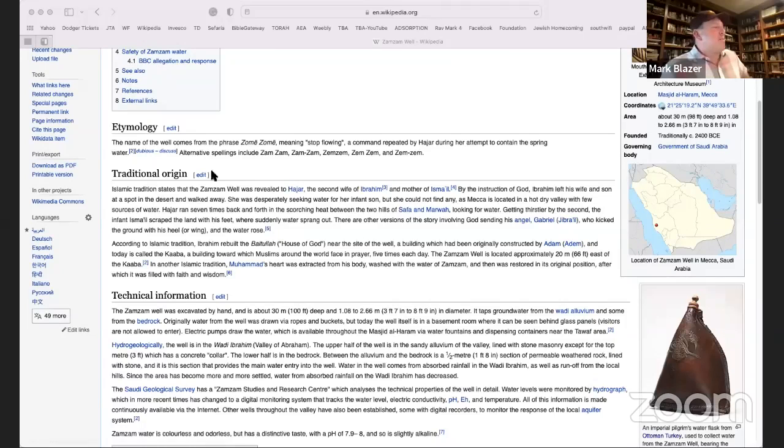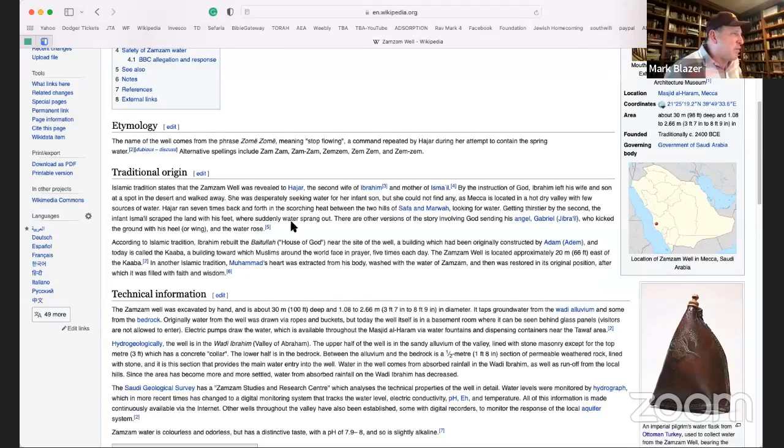the Zamzam well was revealed to Hajar, which is Hagar in the Quran, the second wife of Ibrahim, and the mother of Ismail. By the instruction of God, Ibrahim left his wife and son at a spot in the desert and walked away. She was desperately seeking water for her infant son, but she could not find any, as Mecca is located in a hot, dry valley with few sources of water. Hajar ran 7 times back and forth in the scorching heat between the 2 hills of Safa and Marwa.